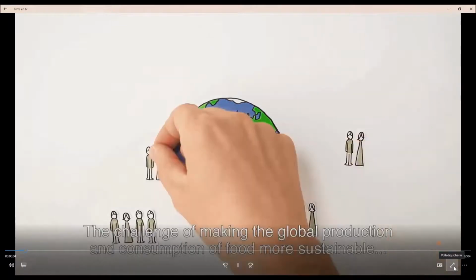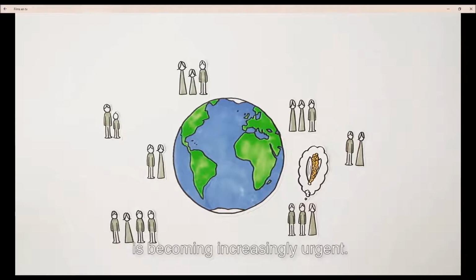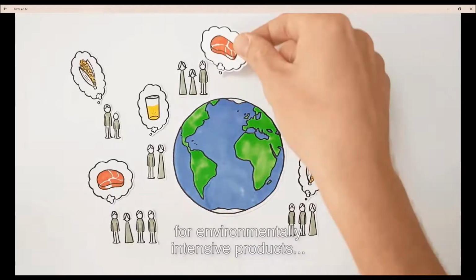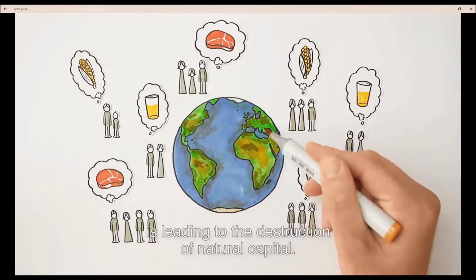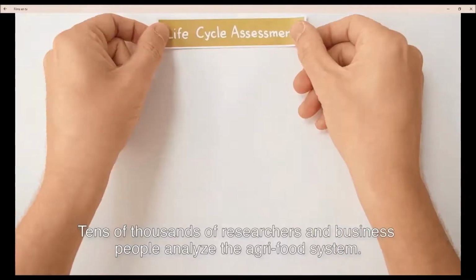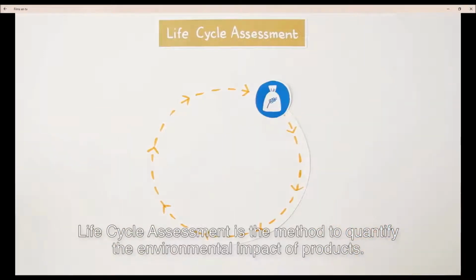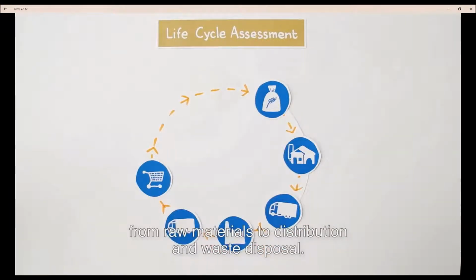The challenge of making the global production and consumption of food more sustainable is becoming increasingly urgent. The growing world population and the even faster growing demand for environmentally intensive products is leading to the destruction of natural capital. Tens of thousands of researchers and business people analyze the agri-food system. Life cycle assessment is the method to quantify the environmental impact of products. It studies the entire life cycle of a specific product, from raw materials to distribution and waste disposal.